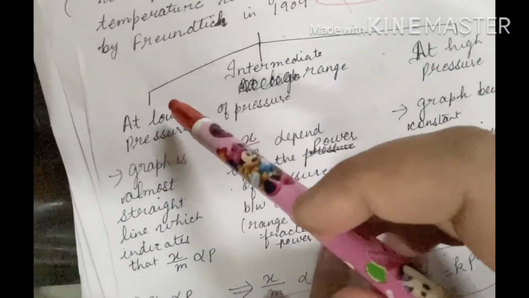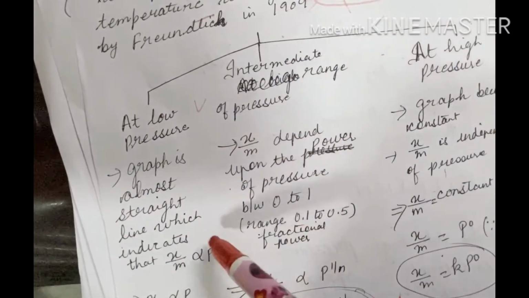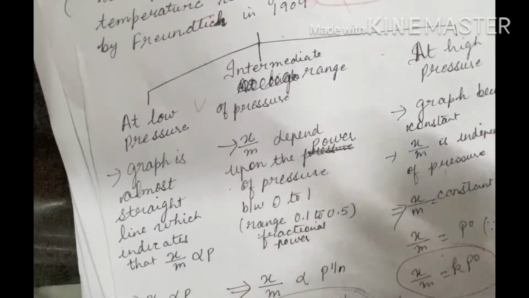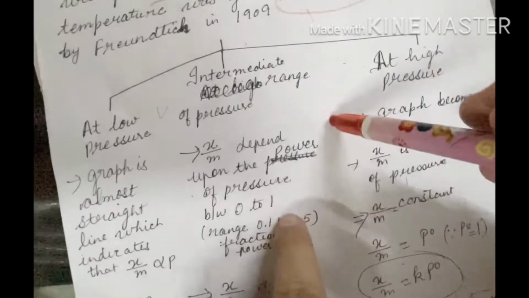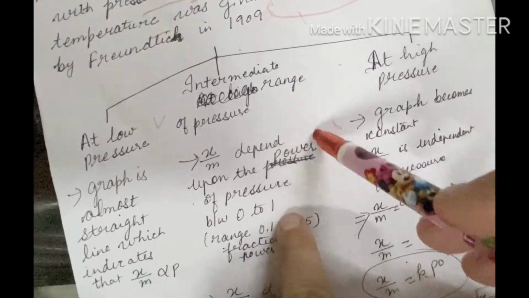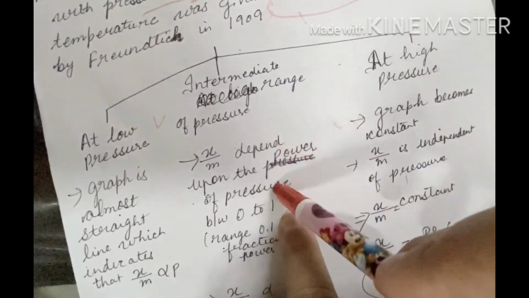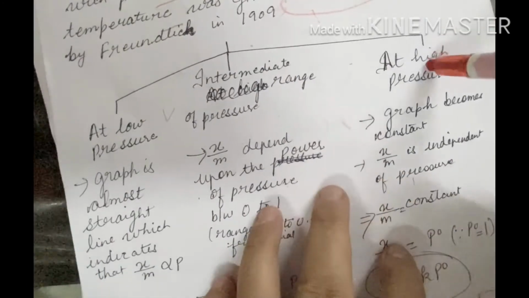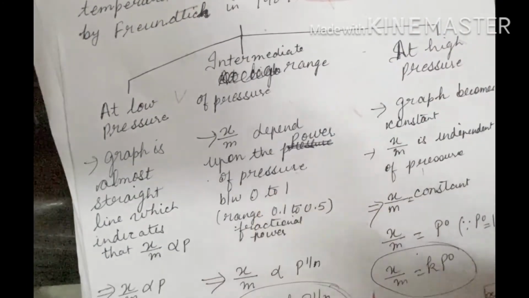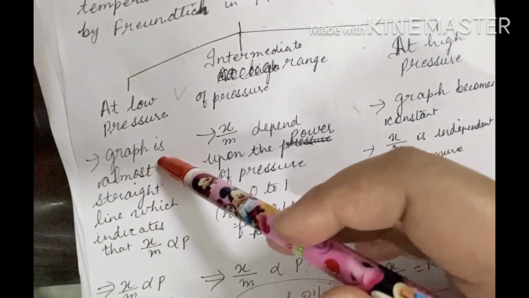Like, the first condition was at low pressure. What would be the curve of the graph? How would it look? When we take the pressure in the intermediate range, then what will be our results? And what about high pressure? So first of all, we'll discuss low pressure. So what happens at low pressure?